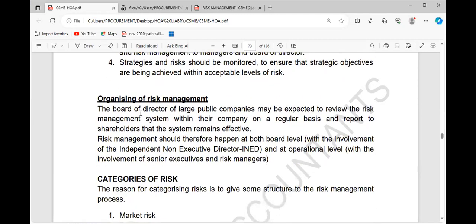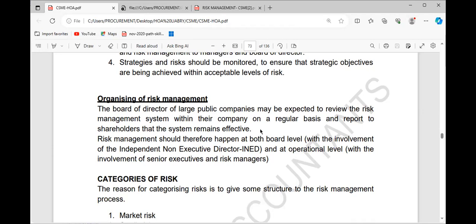Now, organizing of risk management. The board of directors of large public companies may be expected to review the risk management system within their company on a regular basis and report to the shareholders that the system remains effective. So risk management should happen at both levels: at the board level, with the involvement of the independent non-executive directors. Who are the non-executive directors?